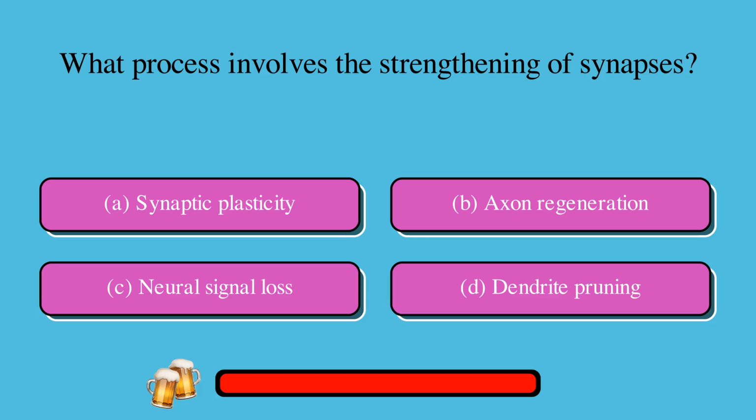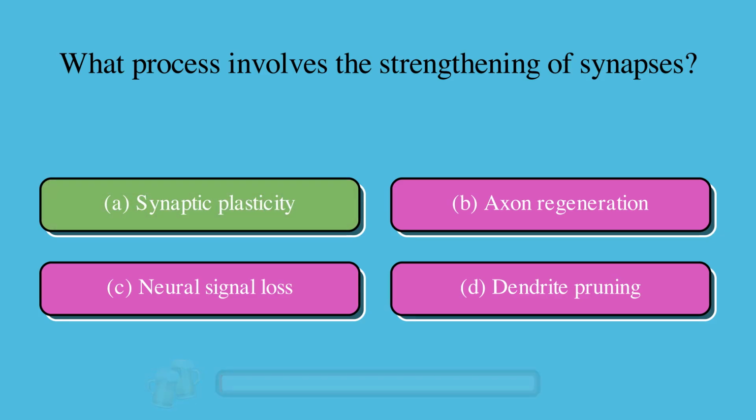What process involves the strengthening of synapses? A. Synaptic plasticity, or B. Axon regeneration, or C. Neural signal loss, or D. Dendrite pruning. The correct answer is A. Synaptic plasticity.